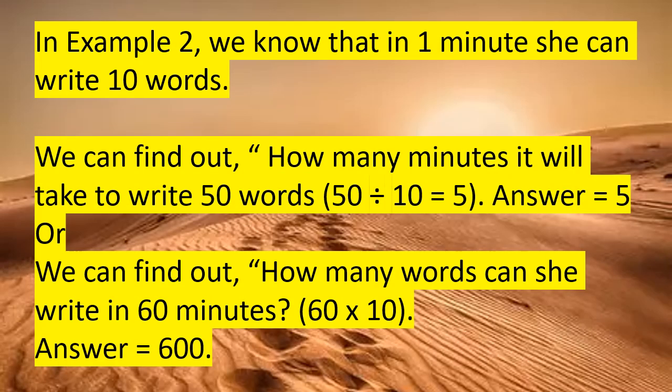In example 2, we know that in 1 minute she can write 10 words. We can find out how many minutes it will take her to write 50 words. So 50 divided by 10 equals 5, and the answer is 5. Or we can find out how many words she can write in 60 minutes. 60 times 10, the answer is 600.